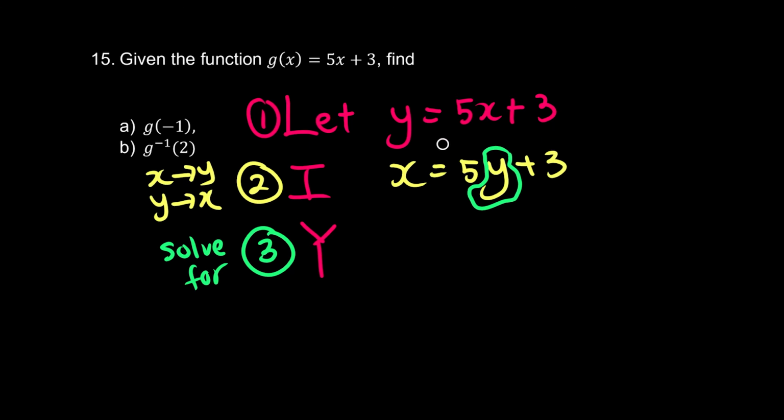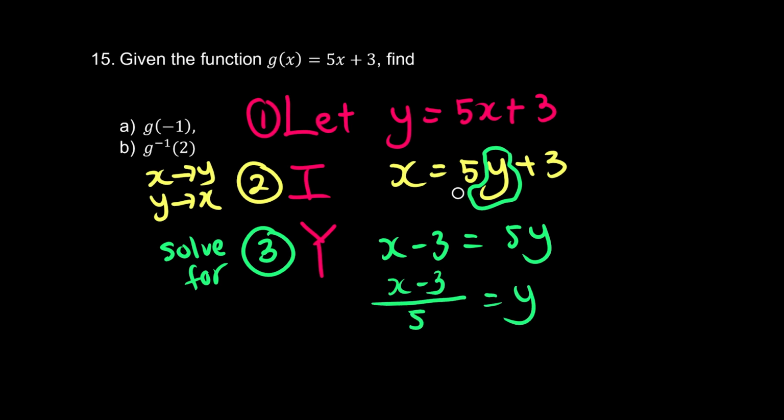Plus 3 goes to the left-hand side, becomes minus 3. When you are together, it's a times, goes there, becomes divide. Divided by 5. And we are done. So this is eventually our g inverse function.